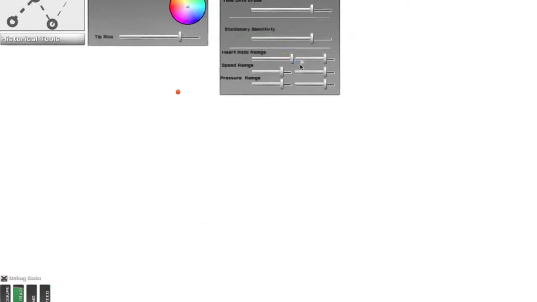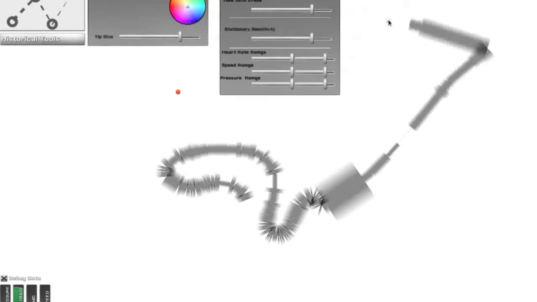The historical frame tool allows the user to set a range for pressure, heart rate, and speed. Anything drawn that fits within this range is recorded and can be recalled as a permanent frame for the drawing by keeping the pen down and still for a short time.